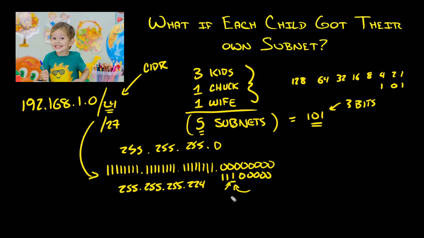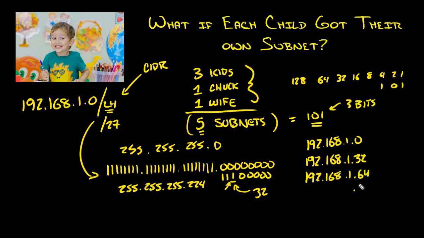So to figure out what actual network ranges he would hand out to his family members, he would take that lowest network bit, convert it back to a decimal, so it'd be 32, and just start doing some simple addition. 192.168.1.0 would probably go to Chuck. The .32 subnet would probably go to his wife, and then he could start distributing it to his kids from there. 64, 96, 128, and we could just keep going on and on and on.